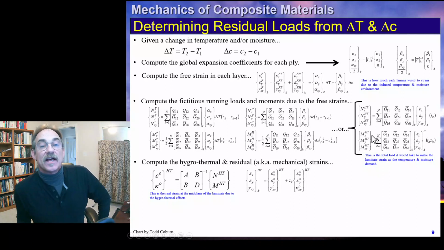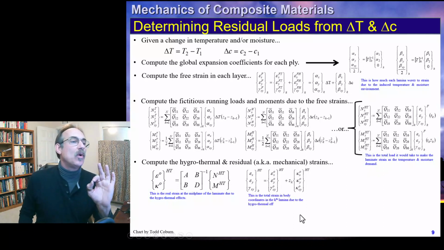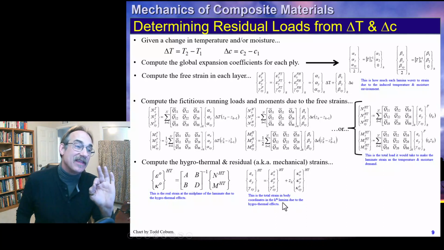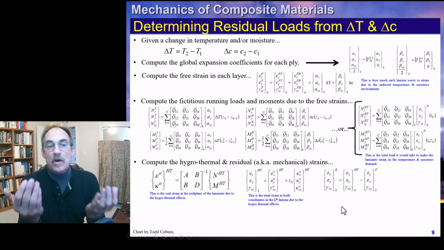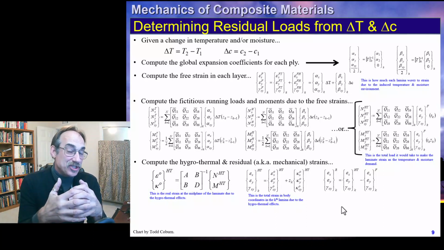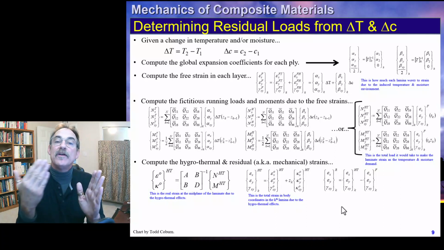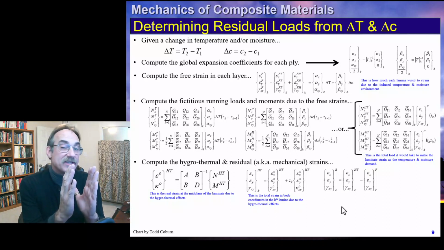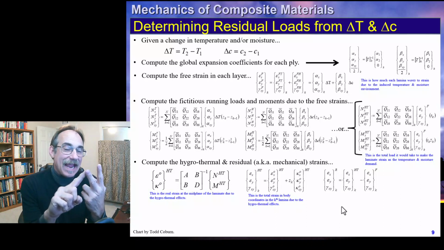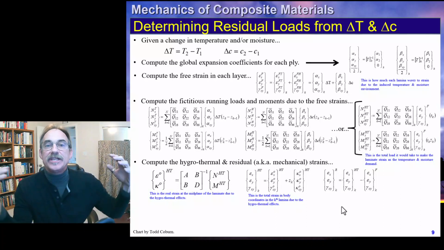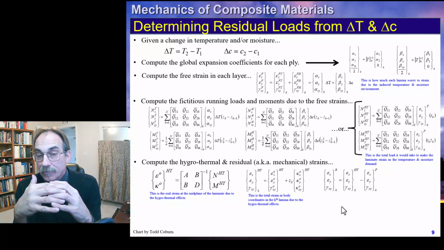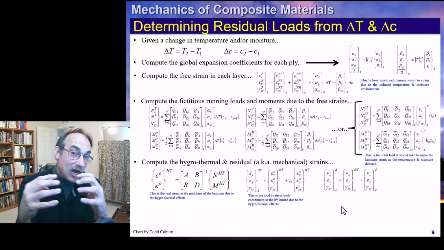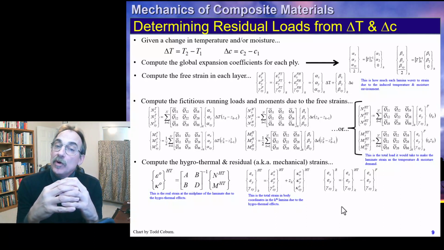Okay, this is the hydrothermal strain. This is the total strain in body coordinates of the kth lamina due to hydrothermal effects. Now, if we want to know how much strain causes stress, we're going to have to remove the free strains from this. So when we call this hydrothermal strain, what we're saying is this is the strain that occurred due to hydro and thermal effects. But it also includes the free strain that the lamina wanted to do. Remember, the free strain causes no stress. So now we're going to remove the free strain.